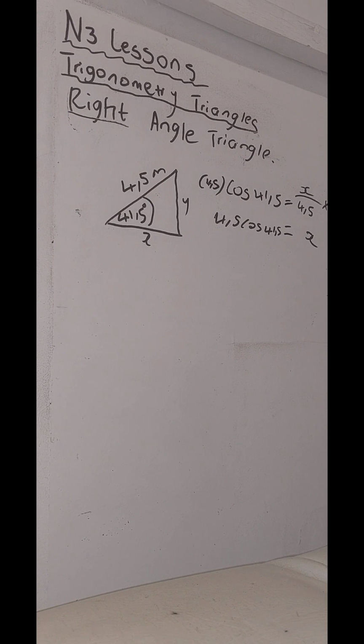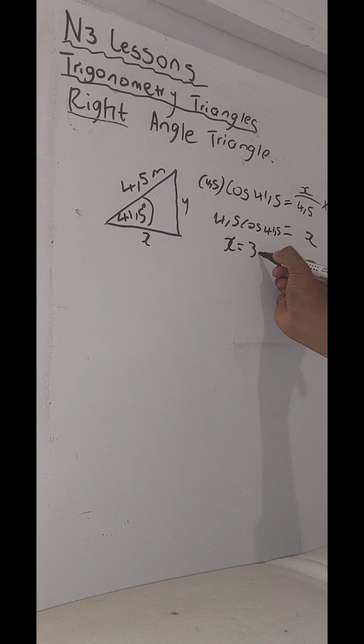On the calculator, I get my answer to be 4,5 times cos 41,5, which means my x will be 3,37. Right? Did all of you guys get it? My x is equal to 3,37. We have x now.